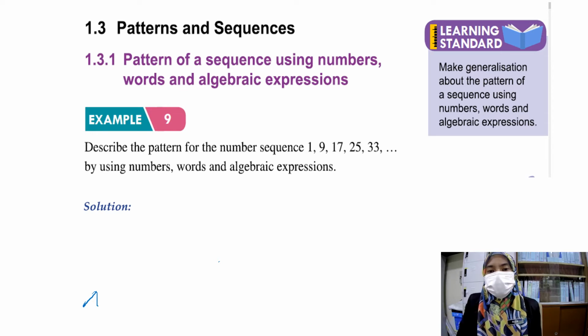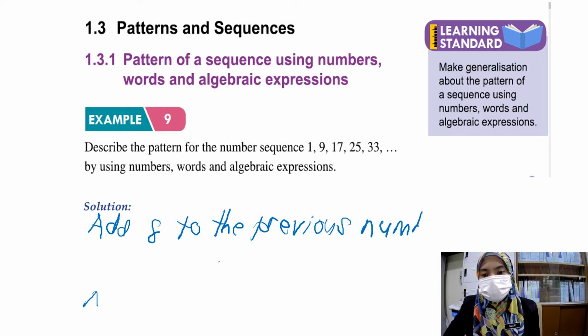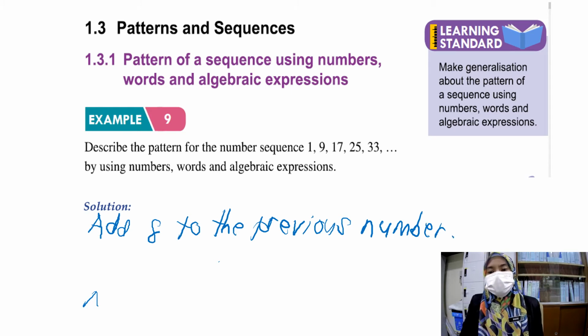Next is how to describe the pattern in words. Okay, we should write, therefore, the pattern for the above sequence is add 8 to the previous number. In words, we just write add 8 to the previous number. That is the answer for describing in words.